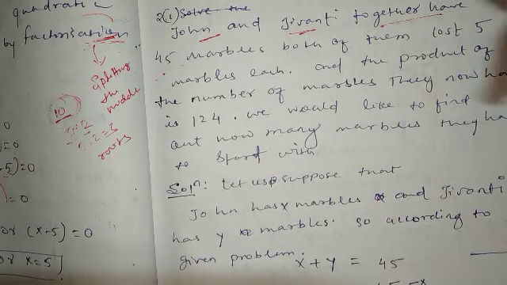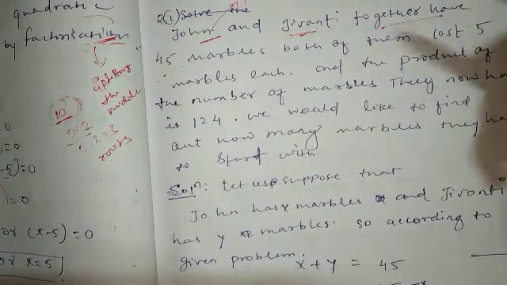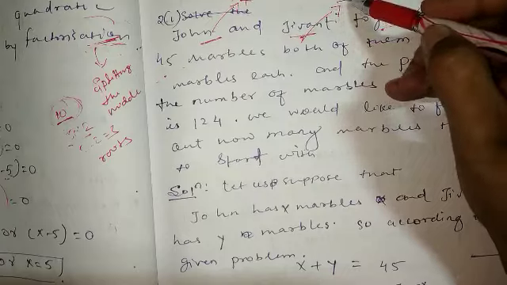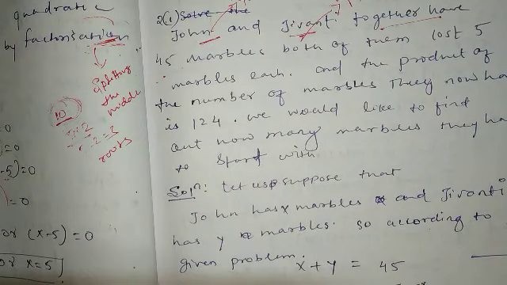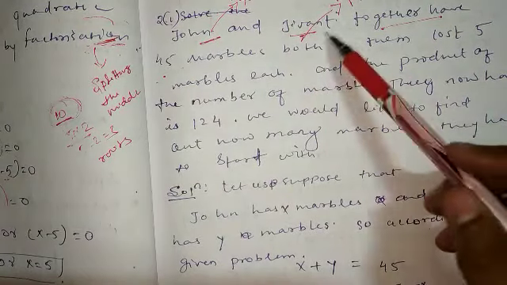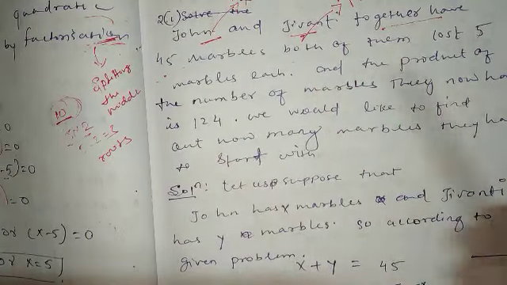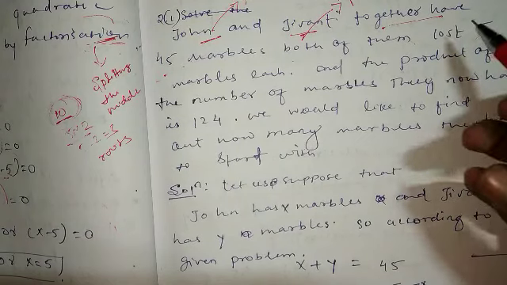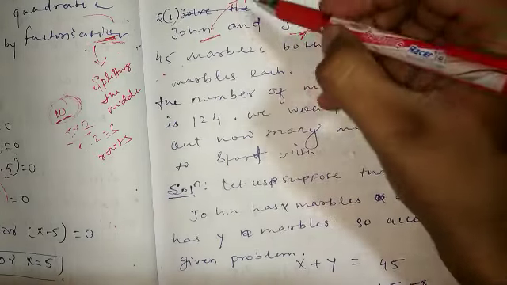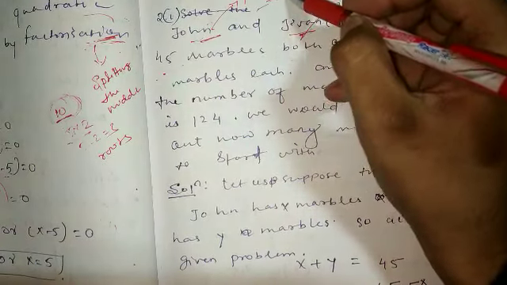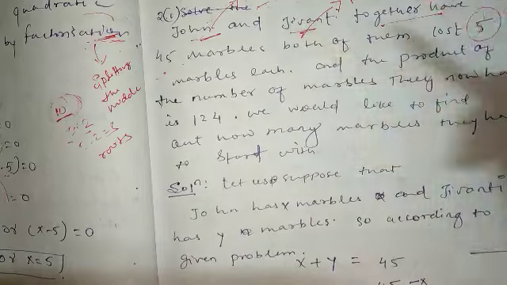Okay. So suppose that John has X number of marbles and Jivanti has Y number of marbles. Together they have 45, total 45 marbles, right? So again, now let's read further. John and Jivanti together have 45 marbles. Both of them lost 5 marbles each. That means they have lost 5 marbles each. Each means now the number of marbles John has is X minus 5 because he lost 5 of his marbles. Okay, so now it is X minus 5.